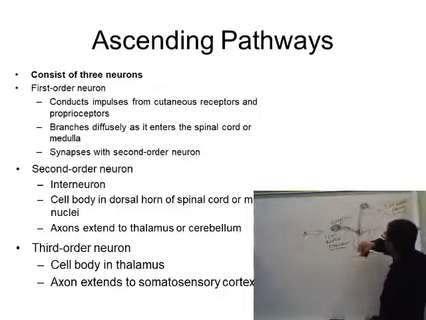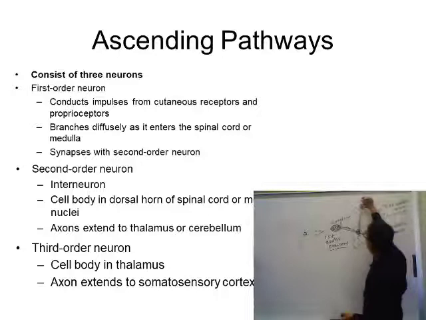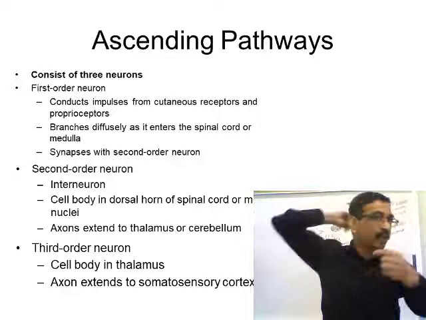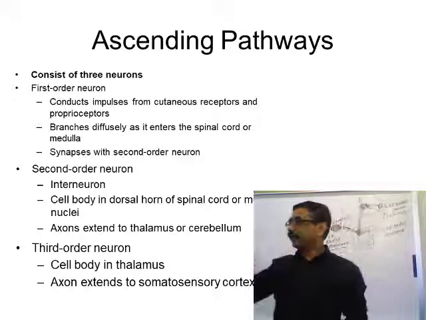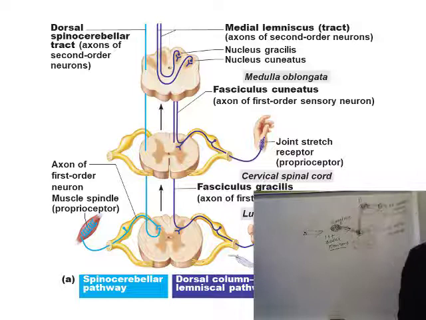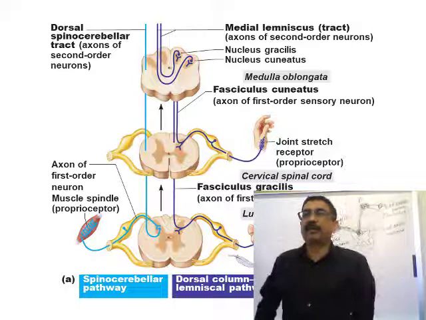Then from the thalamus, if the sensory signal is pain, touch or temperature, it will go to the postcentral gyrus. If visual, it will go to the back, where the visual cortex is. So, respective cortices. From the thalamus, the signal goes to the cortex depending on what kind of signal it is. Auditory will go here, somatosensory will go there. So this is the last relay station before the signal goes to the cortex. You have three groups of neurons: first order, second order, and third order neurons.